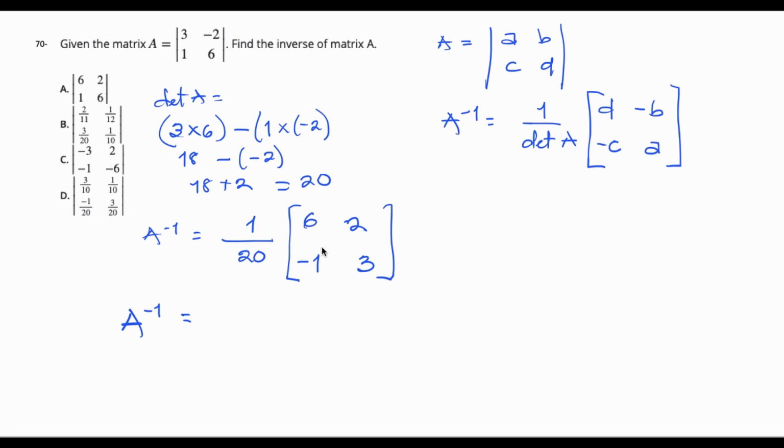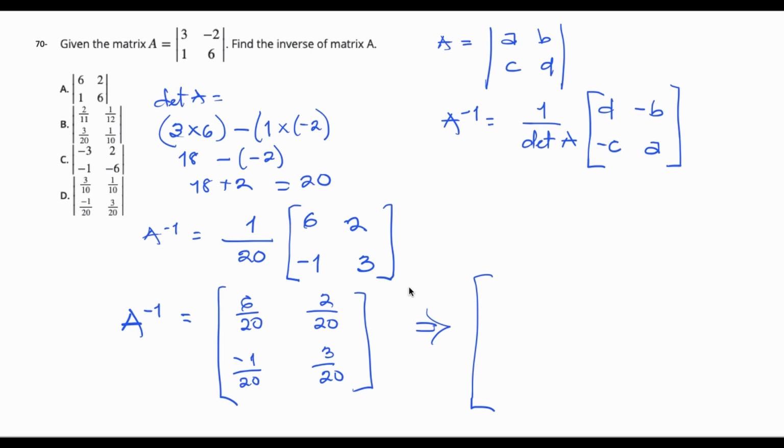So finally, the inverse of the matrix A is, so we're going to multiply each element of our matrix here by 1 over 20. So if we do that, 6 times 1 over 20 becomes 6 over 20. 2 times 1 over 20 becomes 2 over 20. This becomes minus 1 over 20. And this becomes 3 over 20.